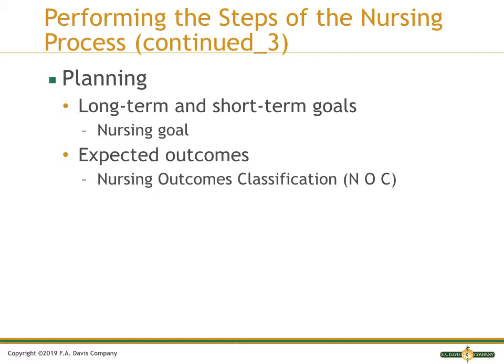Expected outcomes are often the exact opposite of the problem or diagnostic label. So if the nursing diagnosis was self-care deficit related to weakness and pain after surgery, an expected outcome might be the patient will shower with standby assistance by their second post-operative day. That's a good way to state your goal and expected outcome. It gives a clear timeline and goal, and if it's not reached, that's okay. You just have to adjust accordingly.